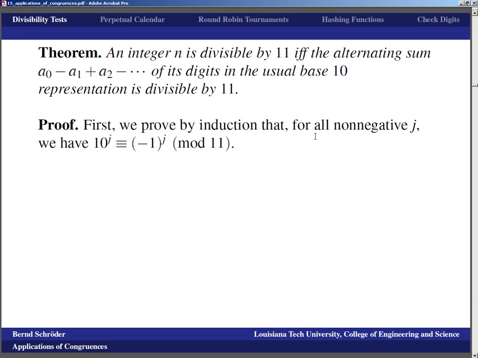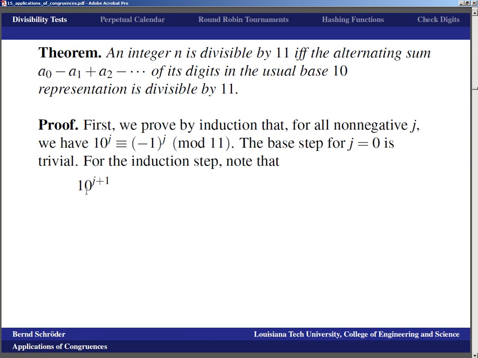Alright, so first we prove by induction that for all non-negative numbers j, we have that 10 to the j is equivalent to negative 1 to the j modulo 11. And the base step for j equals 0 is again quite trivial, because if you take two numbers and raise both of them to the zero, you end up with 1 on both sides. For the induction step, we take a look at 10 to the j plus 1, and we know that that is 10 times 10 to the j, which is equivalent to negative 1 times negative 1 to the j, which is negative 1 to the j plus 1 modulo 11.